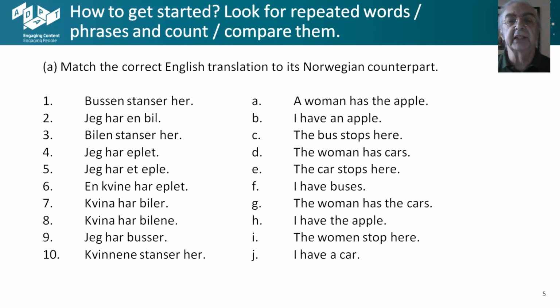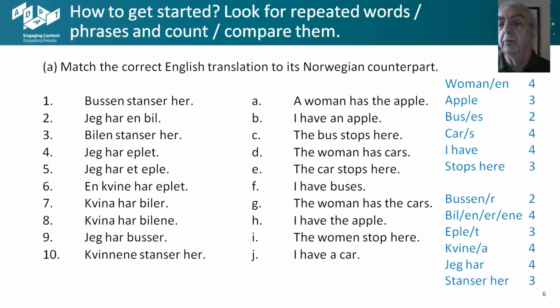Okay, so how do we get started? Very often with these chaos and order problems, a good way to get started is to look for repeated words and phrases and count them and compare them that way. So a quick count of both the Norwegian and the English side here tells us, for example, that woman or women occurs 4 times, apple 3 times, bus or buses 2 times, and so on. And on the Norwegian side we have bussen or busser twice, bil in its various forms 4 times, eple 3 times, and so on. So that immediately gives you a clue.